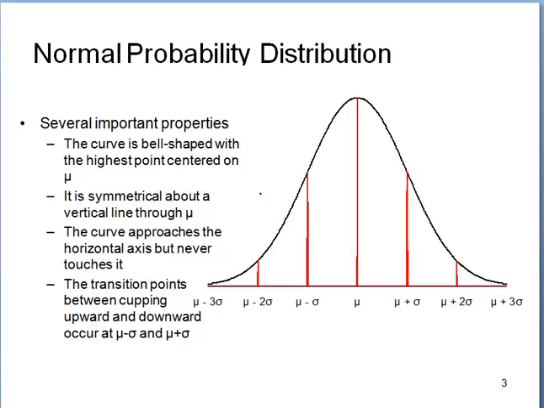The left side here looks like the right side over here if we cut it right in half at the mean. The curve approaches the horizontal axis, but it never actually touches it because there's always the possibility of some outliers further out. The transition point where the curve goes up and then switches to downward is here at the 1 standard deviation mark.